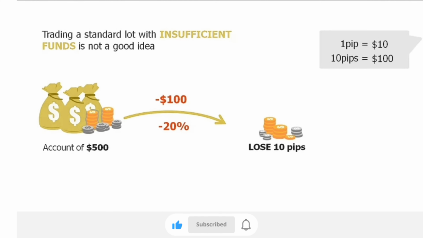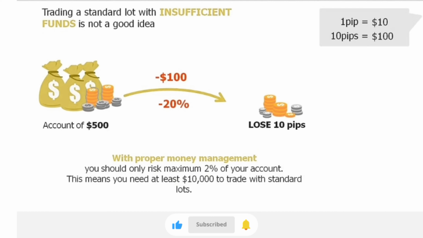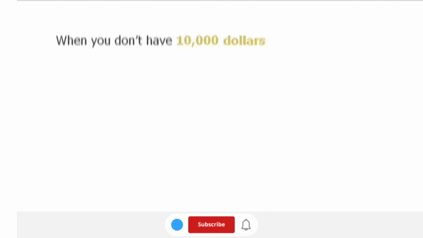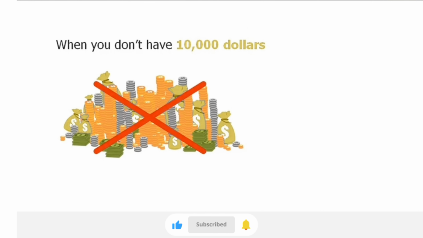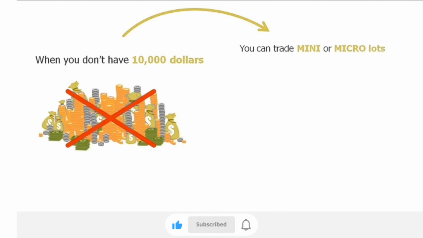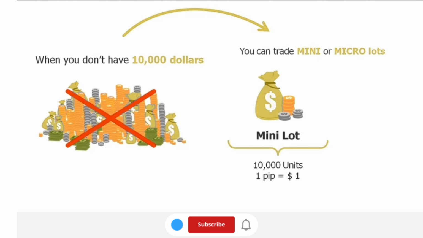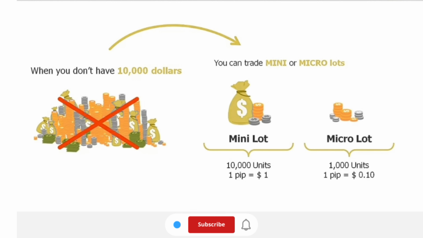To trade with standard lots, you need more capital to be able to withstand losing trades. Ideally, this means that you should have at least $10,000 to start with, in order to be able to adhere to money management rules and stick to risking only a maximum of 2% of your account. There are many people who do not have $10,000, and so brokers are able to offer different position sizes for traders with less capital. Brokers have introduced mini-lots, which constitutes 10,000 units of the base currency, and micro-lots, which constitutes just 1,000 units of the base currency.